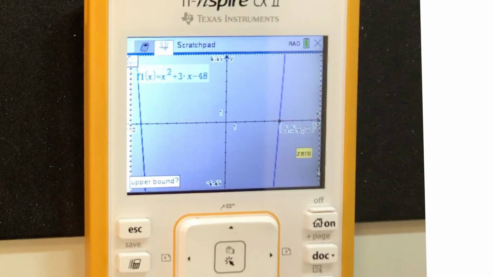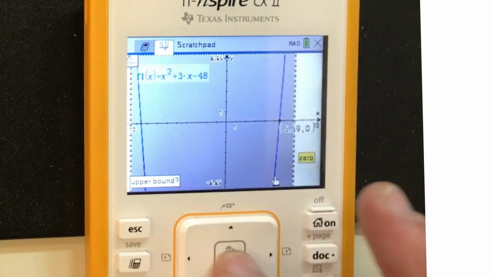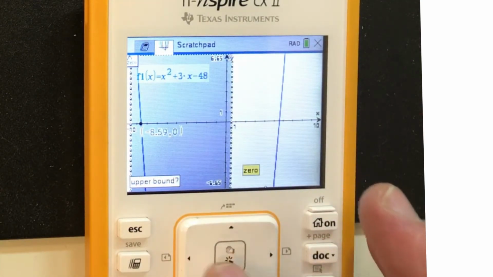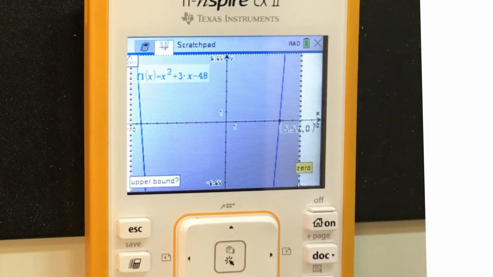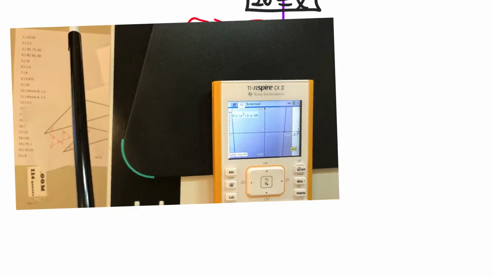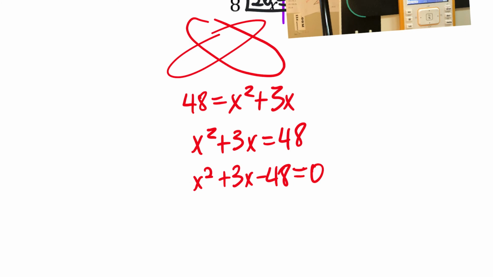And then 5.59 is the other one. So negative 8.59 is one solution, and 5.59 is another solution. Okay, so x equals negative 8.59, and x equals 5.59.